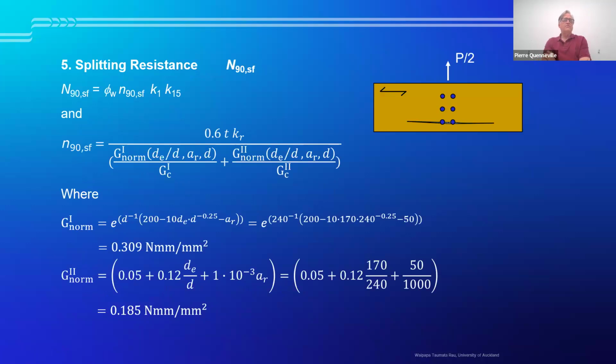The last brittle failure mode that we need to look at is the splitting resistance in the side members.